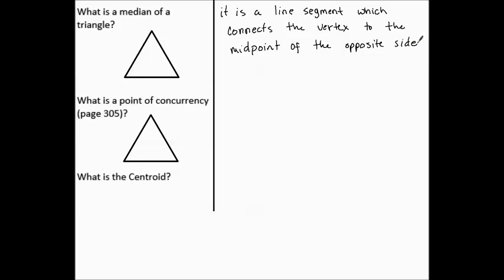To illustrate this point, we will look at a vertex here. To find the median, we would first find the midpoint of the side opposite it, and then draw a straight line from that vertex to our midpoint. This creates our median.